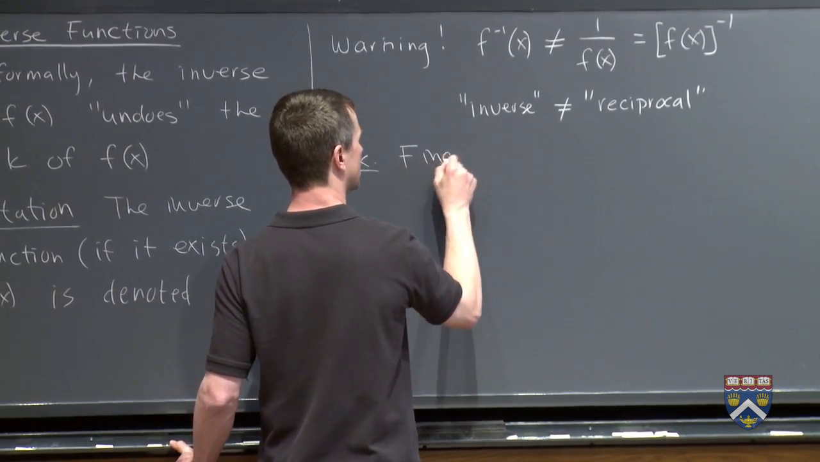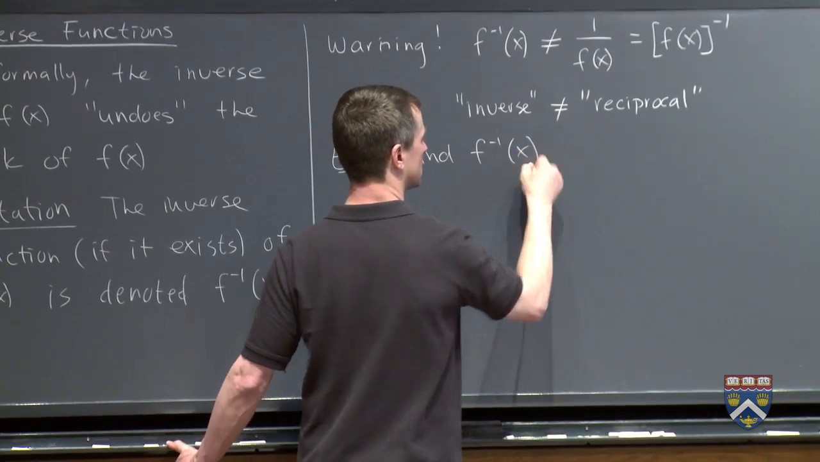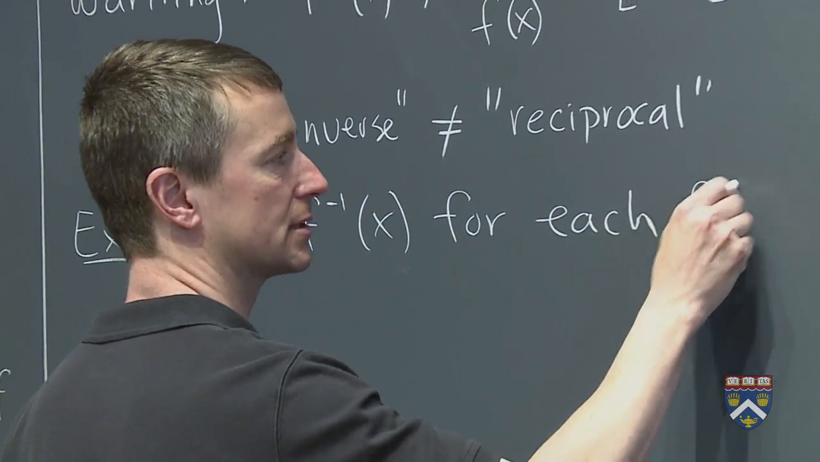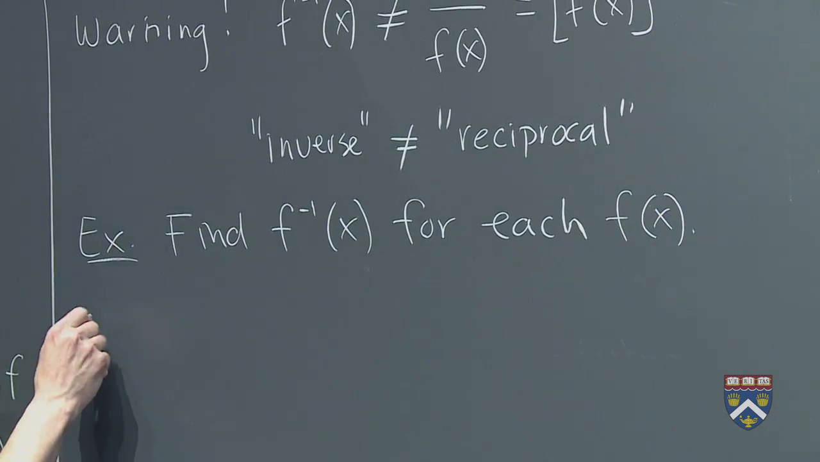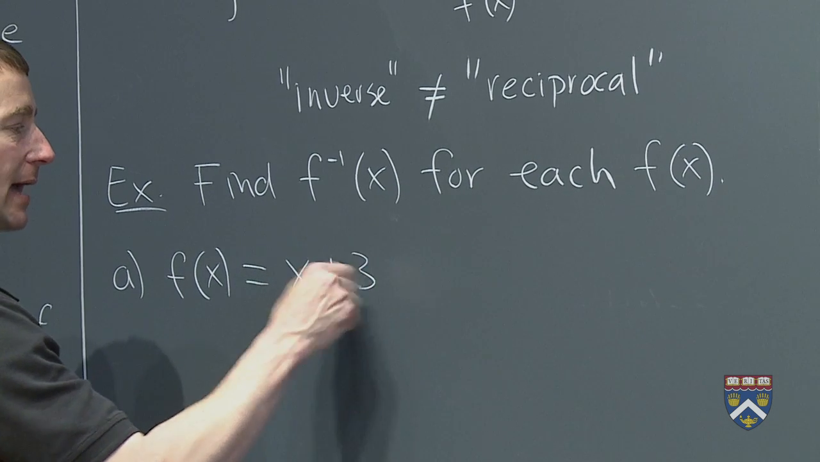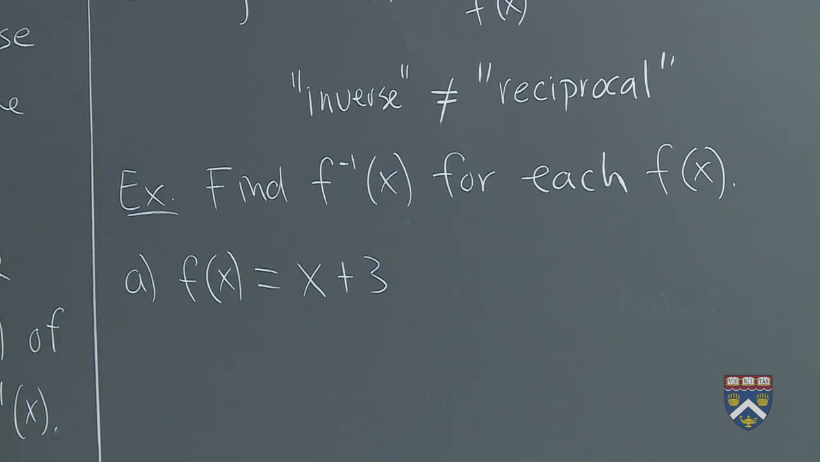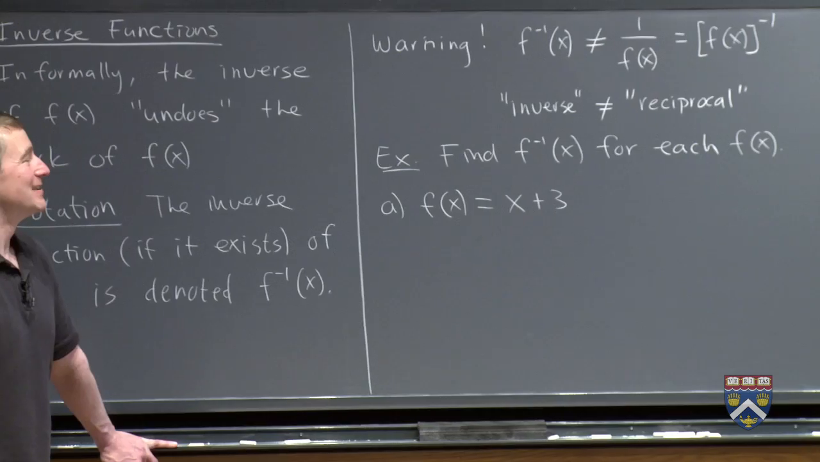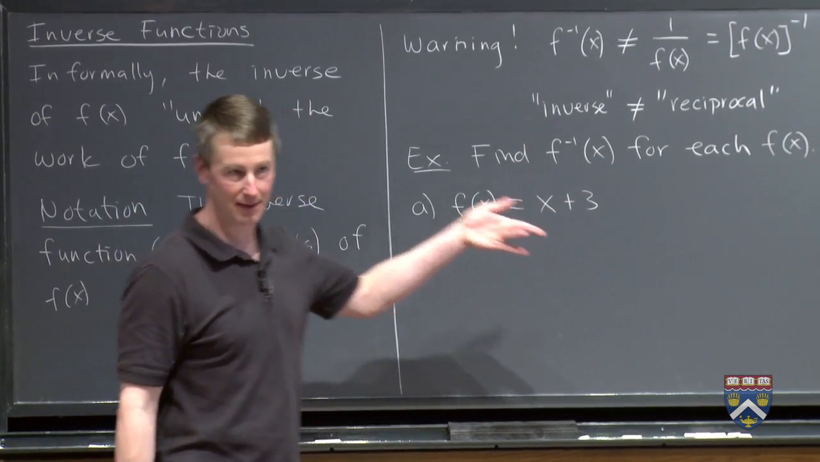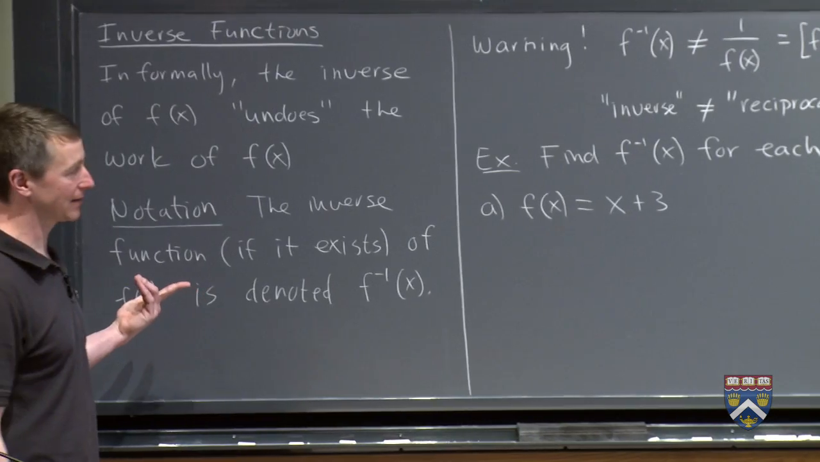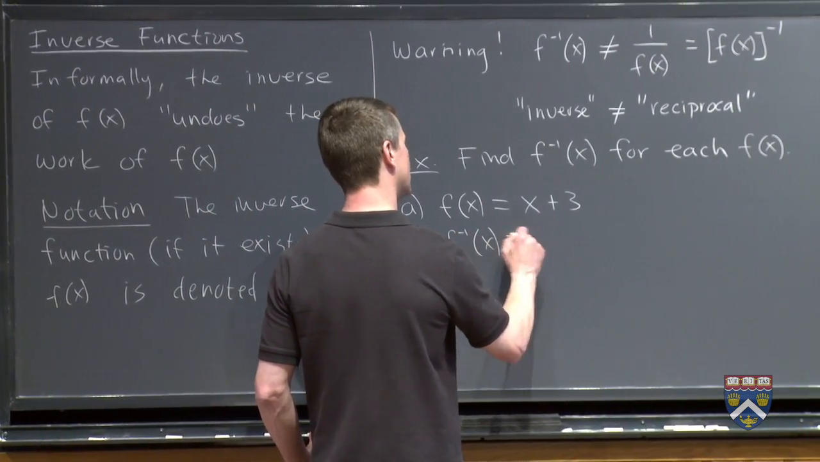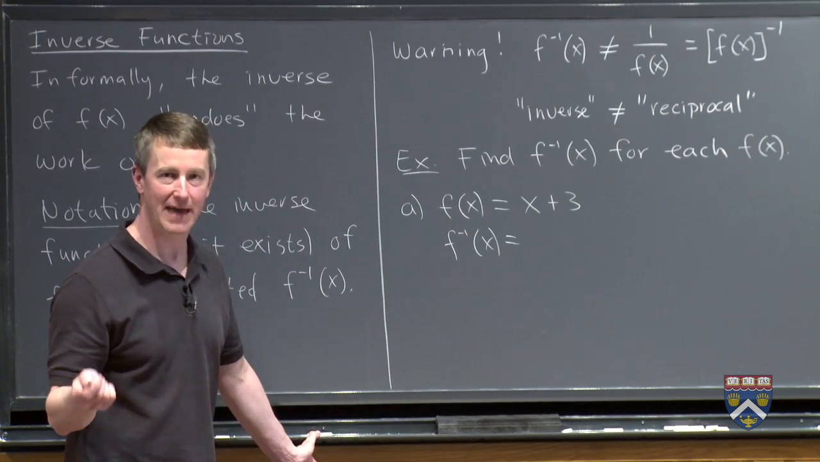So find f inverse of x for each of the following f of x. First f of x equals x plus 3. I guess I really like the number 3 today. X plus 3. So the job of this function is that whatever you feed it, it adds 3 to it. The inverse is supposed to undo that. So that means ask yourself, how do you undo the work of adding 3?